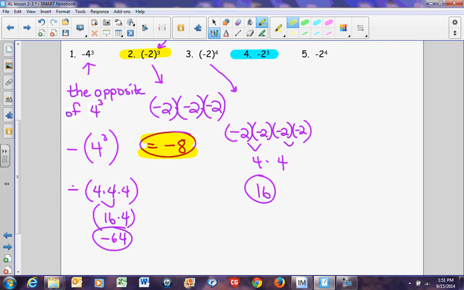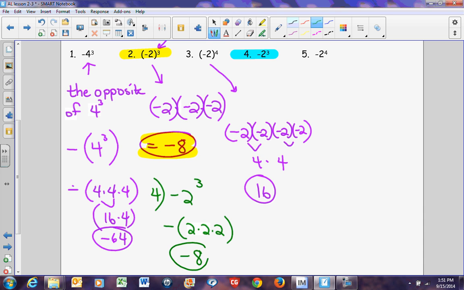Now let's look at problem number 4 for a minute. I'll even do it in a different color. Problem number 4, I'm moving down to here. It's the opposite of 2 to the 3rd, which means negative parentheses 2 times 2 times 2. 2 times 2 is 4, times 2 is 8, so this is negative 8 should be my answer. Notice the difference between these two problems.